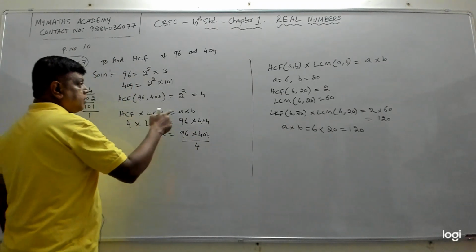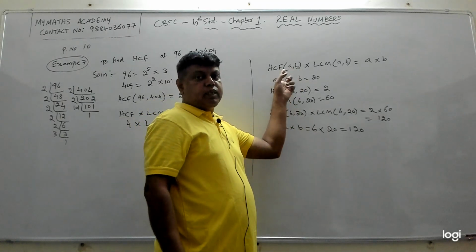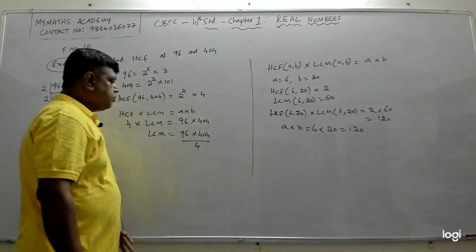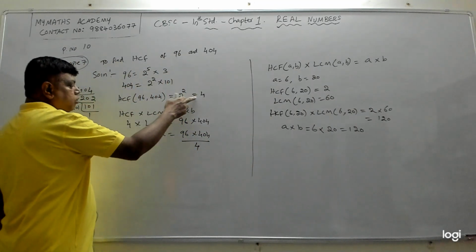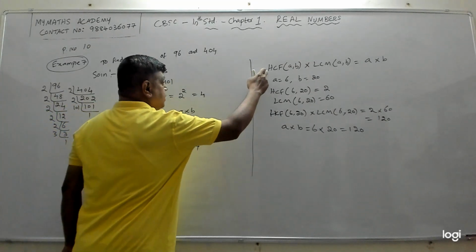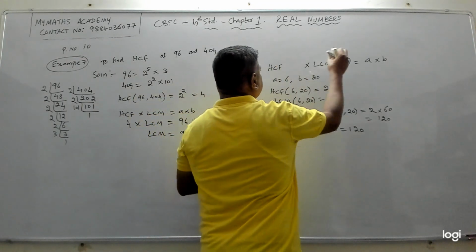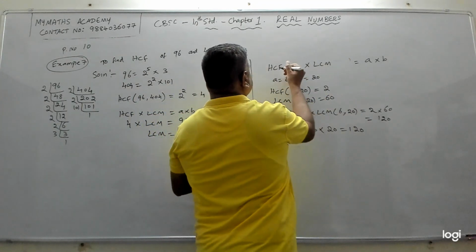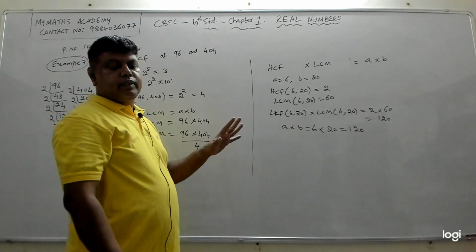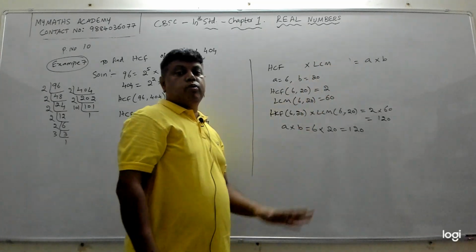So using this relation, I can say HCF of A comma B into LCM of A comma B, or I can just say HCF into LCM equals A into B. HCF is 4. 4 into LCM equals 96 into this. This formula is the same as this; both are the same. You can even write this without writing A comma B. HCF means HCF of the two numbers A and B, LCM means LCM of the two numbers A and B. So HCF into LCM will be equal to A into B.